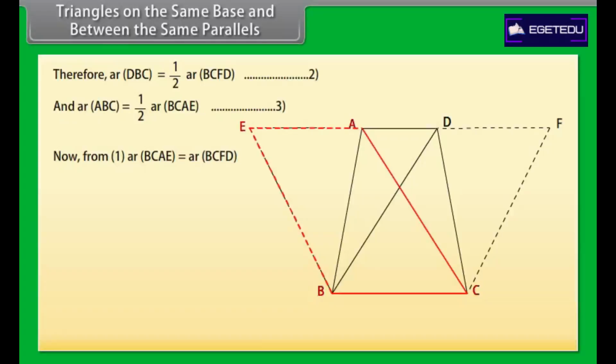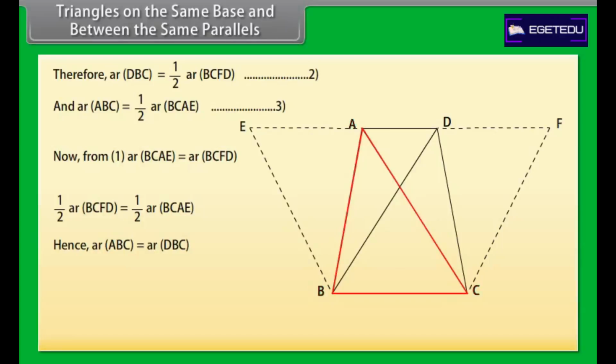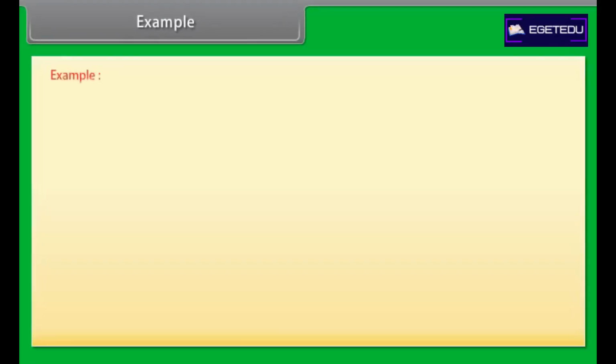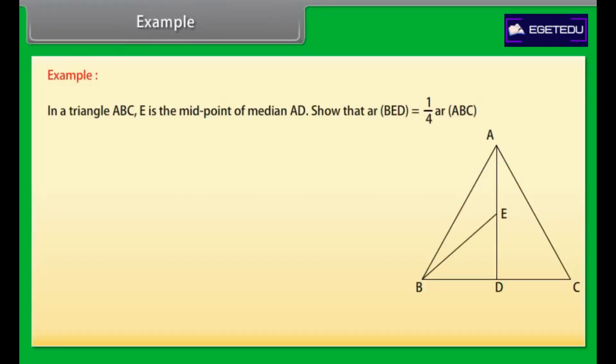Therefore, area of triangle DBC is equal to half of area of parallelogram BCFD. Mark it as 2. And area of triangle ABC is equal to half of area of parallelogram BCAE. Mark it as 3. Now from 1, area of parallelogram BCAE is equal to area of parallelogram BCFD, which implies that half of area of parallelogram BCFD is equal to half of area of parallelogram BCAE. Hence, area of triangle ABC is equal to area of triangle DBC.